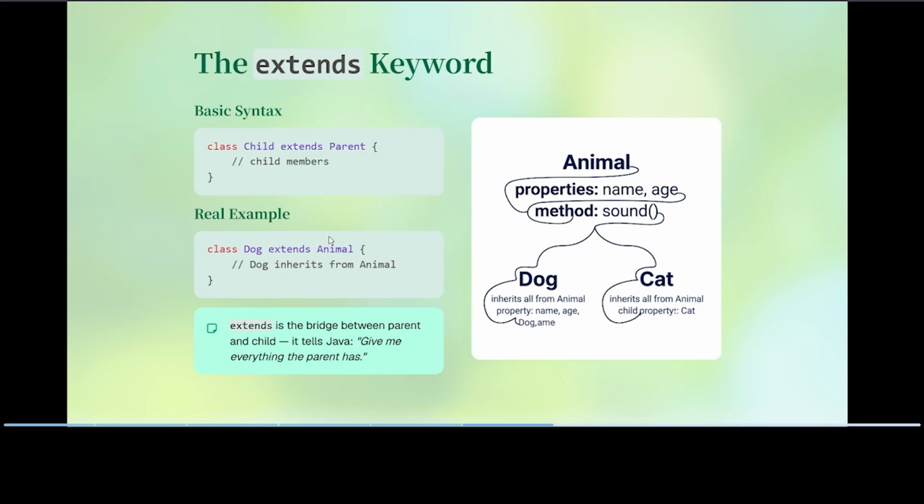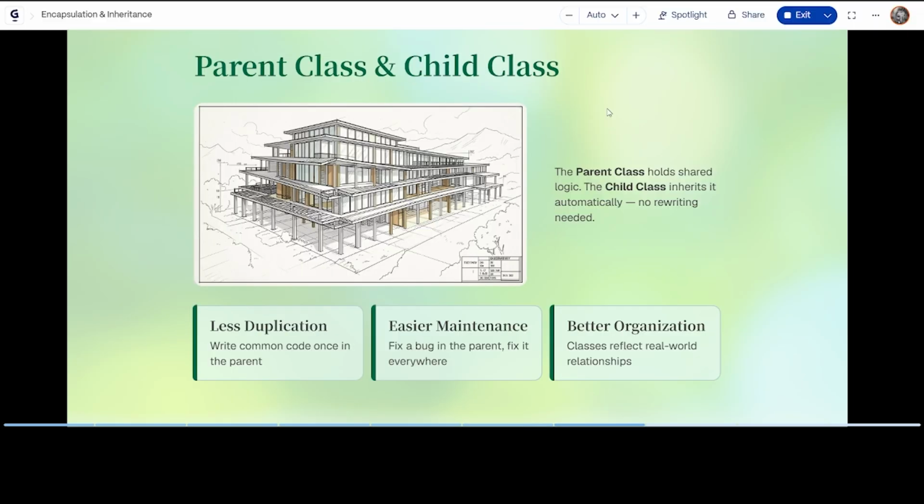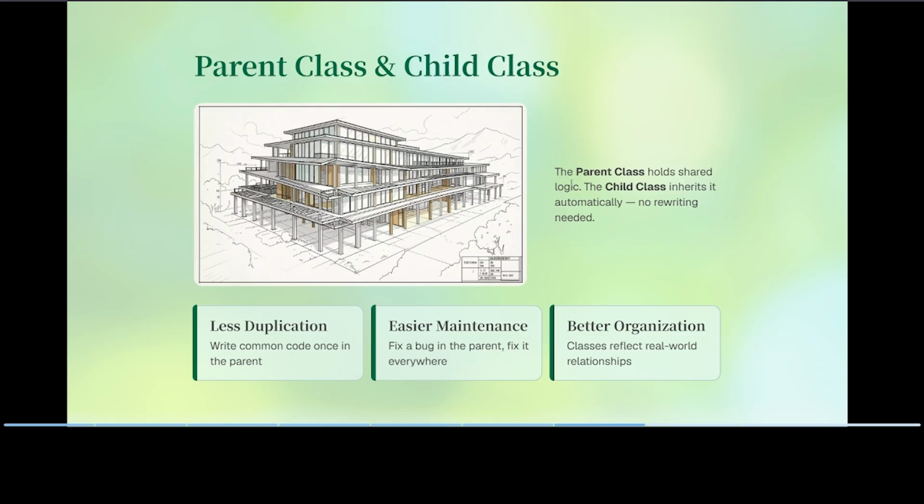The extends keyword brings all the properties and methods from the parent class. The child inherits all the animal properties, name and age. Name is dog, age something like 20, inherited from the animal. This is how inheritance works. The parent class holds the shared logic. That means it has some properties and methods, and those automatically get inherited by the child class. No rewriting needed.